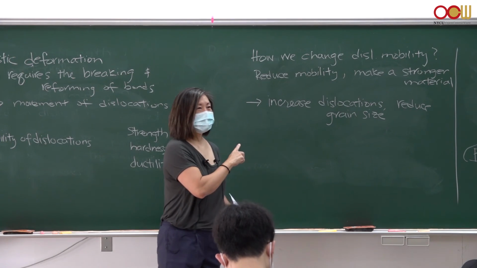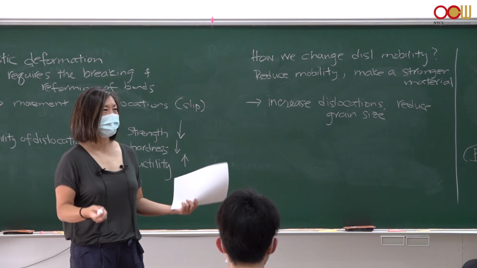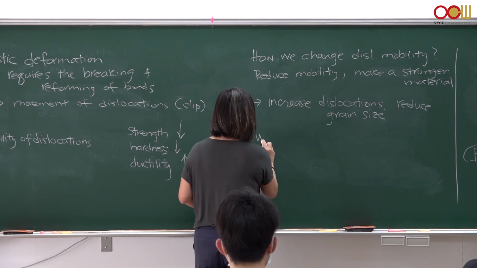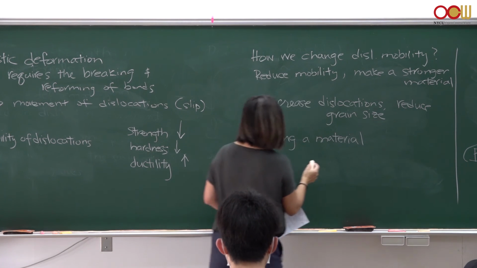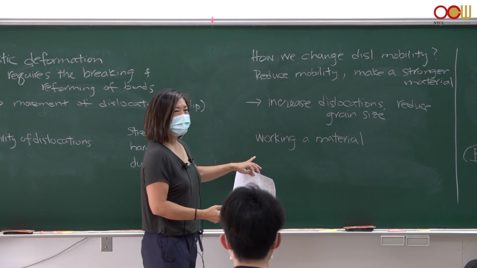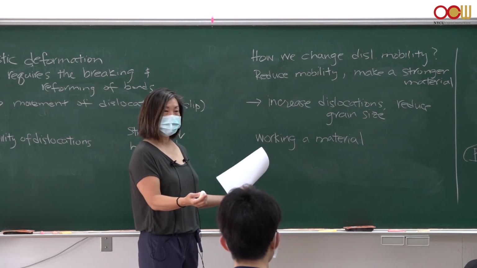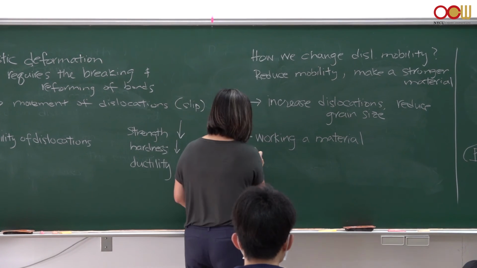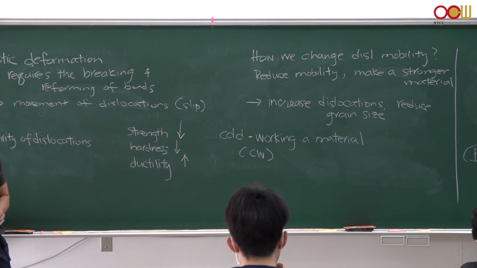In order to do this, practically, how would you do this? You have a piece of material, how would you actually reduce the grain size? This is called working a material. A lot of times when you work a material, you're doing it at a much lower temperature than the melting temperature, so it's often called cold working, or CW. You cold work a material.